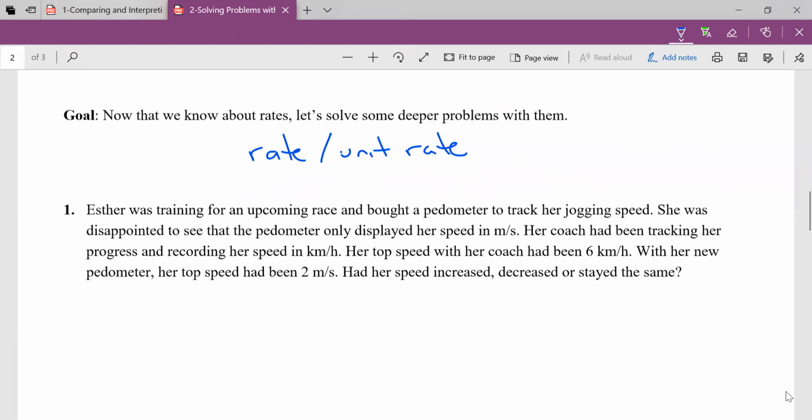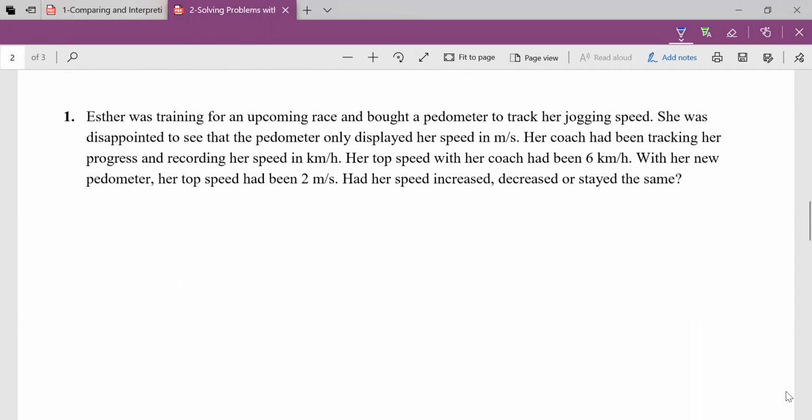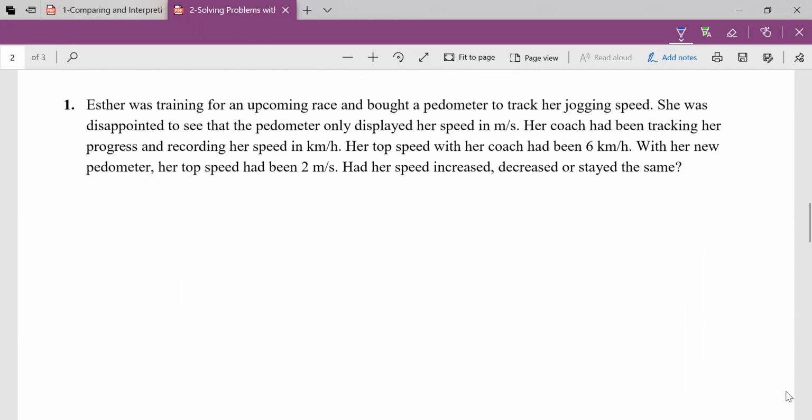All right, let's try one of these. Esther was training for an upcoming race and she bought a pedometer to track her jogging speed. She finds out that her pedometer only displays in meters per second, and her coach has been tracking her in kilometers per hour. Her top speed with her coach had been 6 kilometers per hour, and her top speed with her pedometer is 2 meters per second. And she's confused. She doesn't know if she's doing better, worse, or the same.